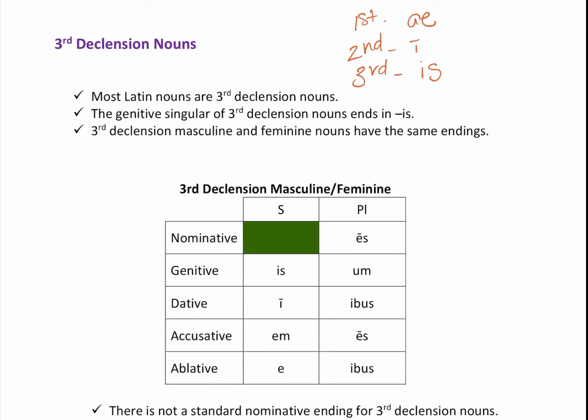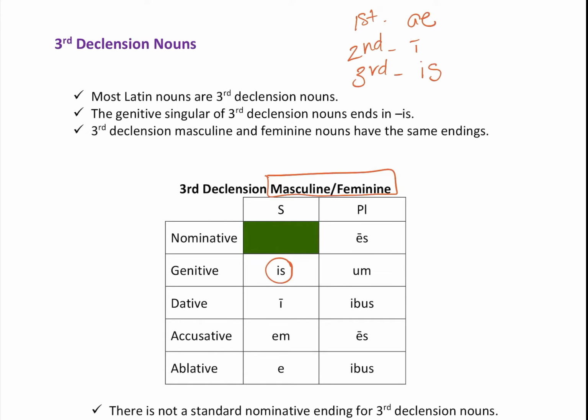So how would you find the stem of a third declension noun? The exact same way you do with any other declension. You go to the genitive singular and remove the ending. And of course, in this case, it's an IS. So most first declension nouns are feminine. Most second declension nouns are masculine or neuter. First and second declension nominative nouns have three different endings, which makes it pretty easy to decide what gender the noun is. Third declension masculine and feminine nouns have the same endings. You see that this chart here includes both masculine and feminine.